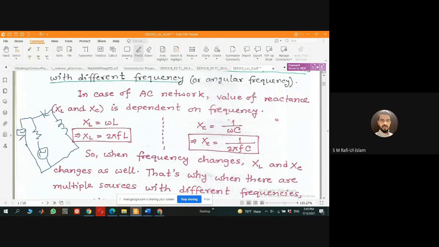This voltage source or this current source is having a frequency of, let's say, f1, and this one is having a frequency of f2. So that is quite interesting. We have two electrical sources, it could be voltage source or current source, but they are not having the same frequency. Then everything will be different. Especially if frequency changes, then the reactance or the impedance of the capacitor and the impedance of the inductor will change with respect to frequency, right?